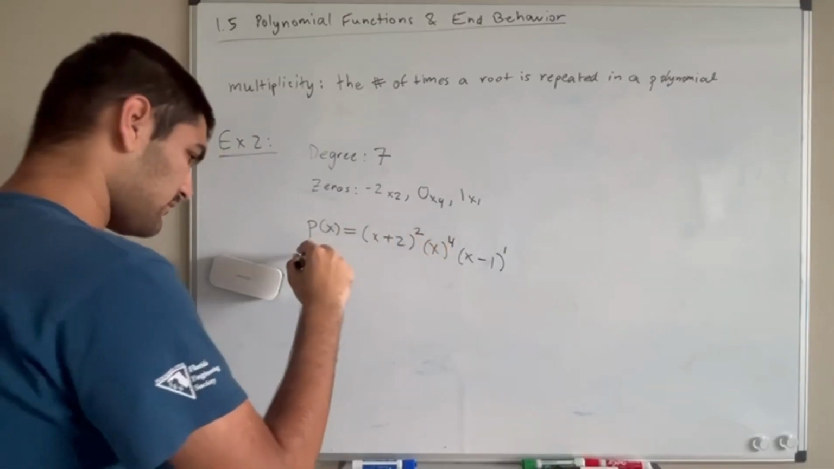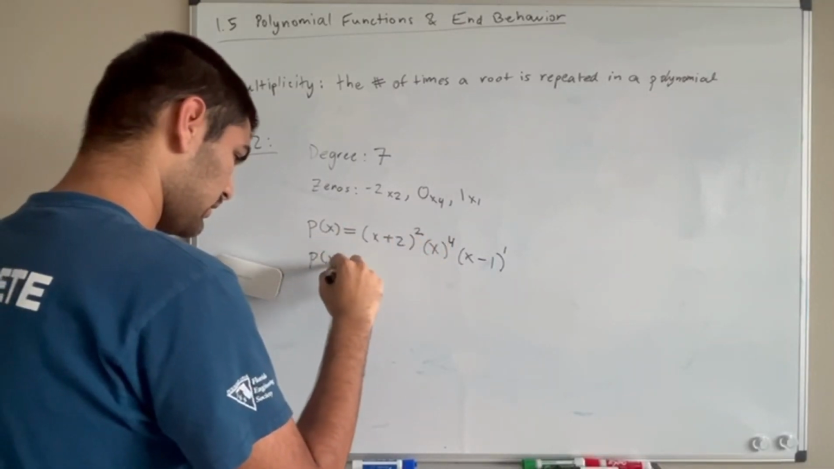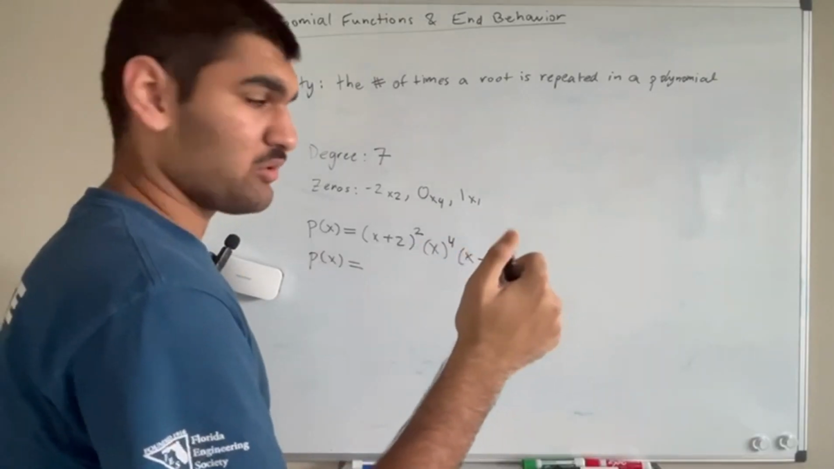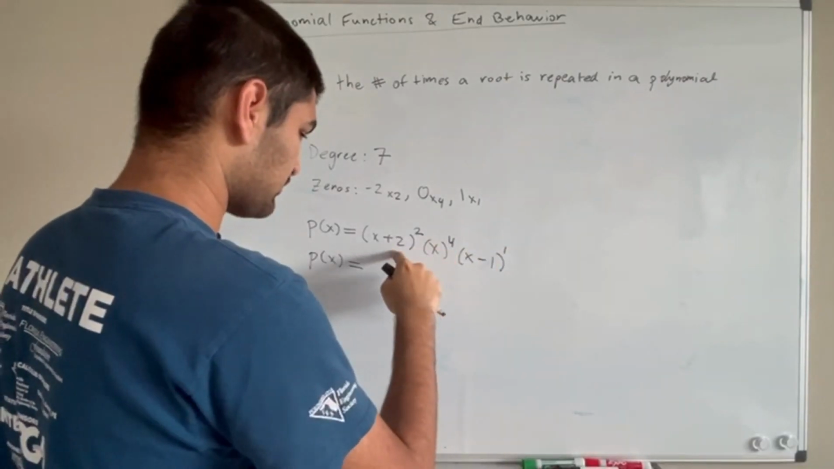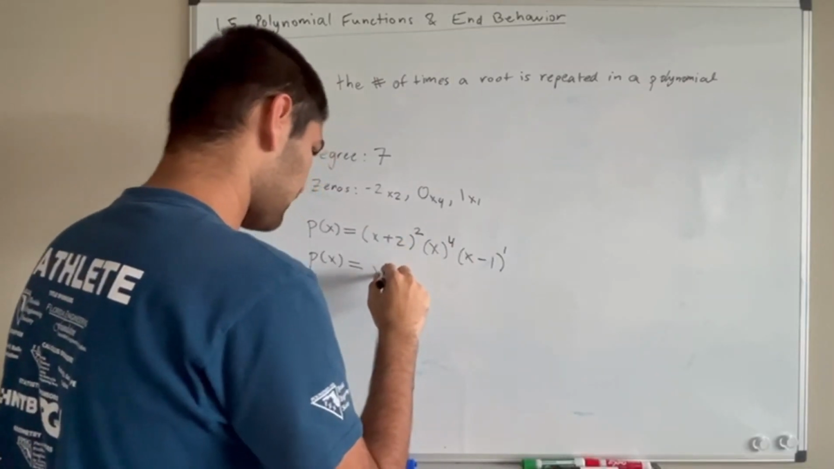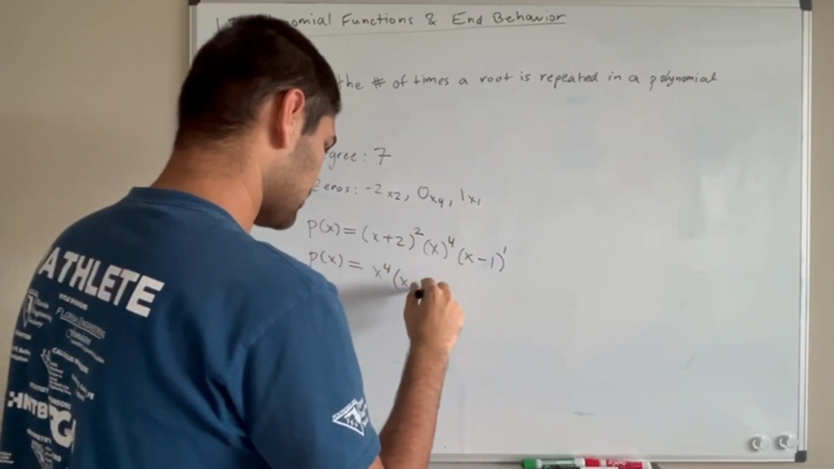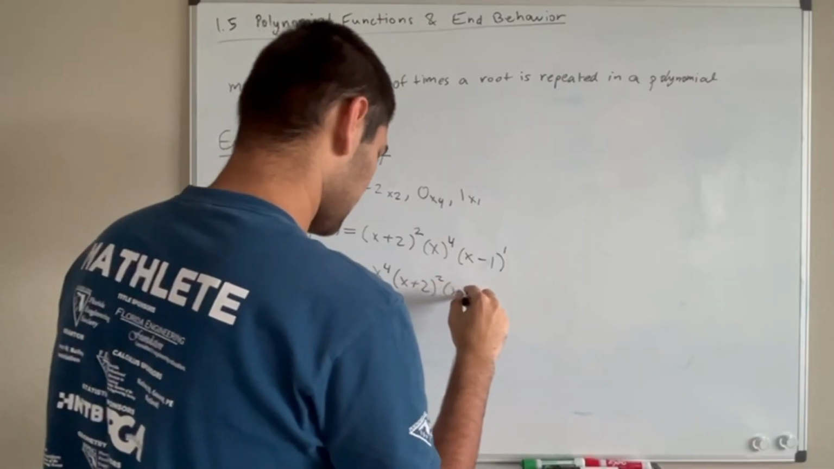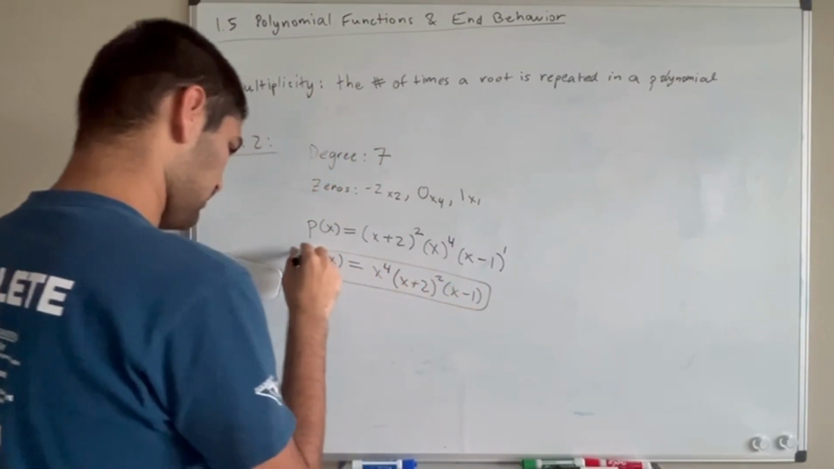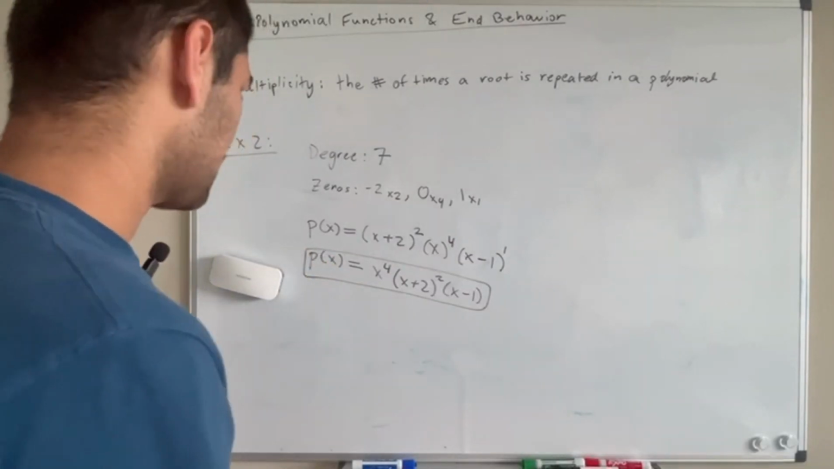Okay, and then simplifying this, if we have any x to some power term without any constant added to it, we usually bring that out front. So we bring the x to the 4th out front, and then you have (x plus 2) squared times (x minus 1). And then, boom, that's our polynomial.